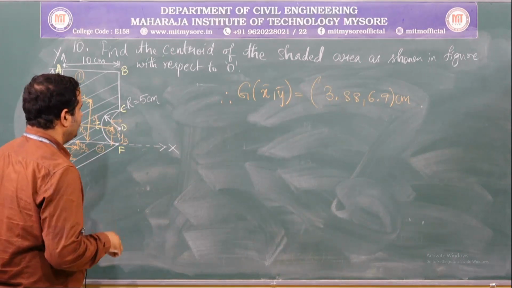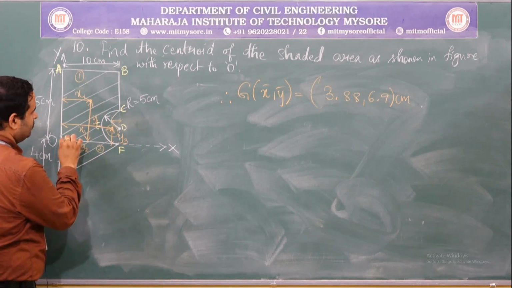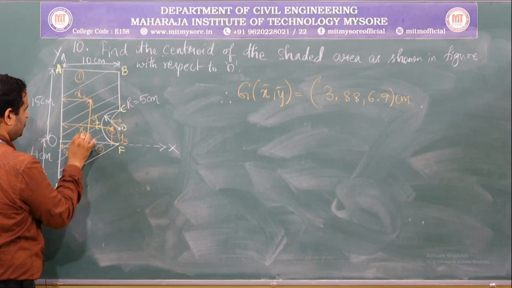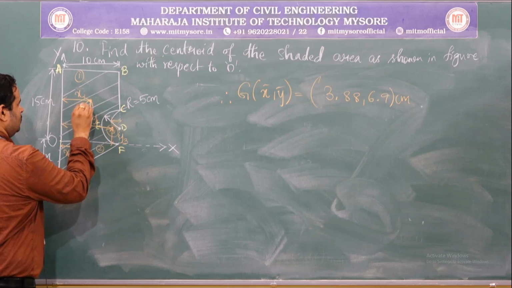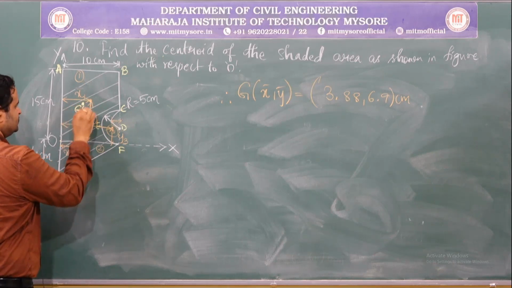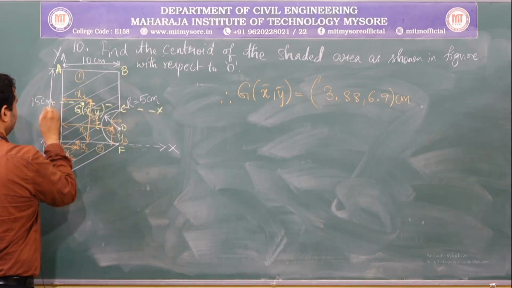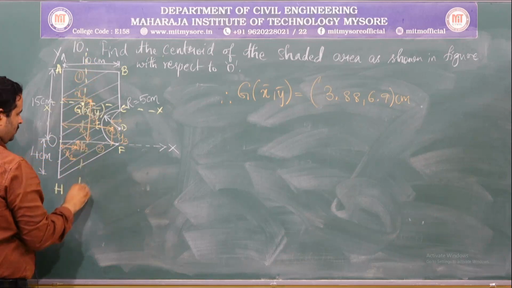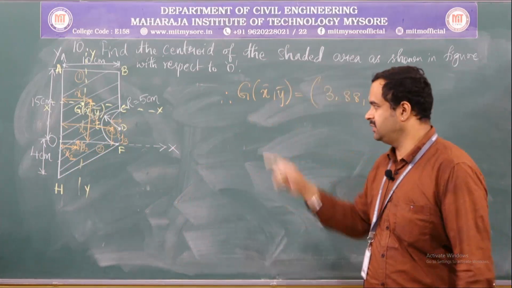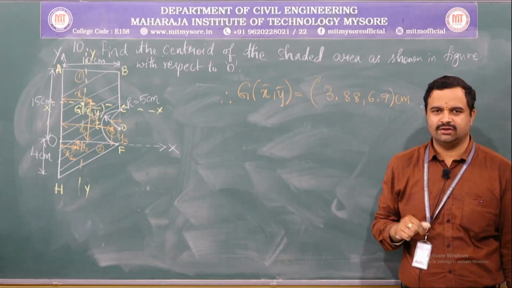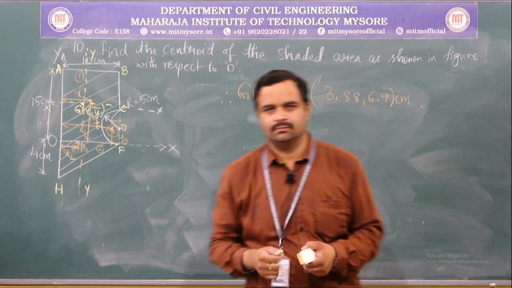Now, you need to locate these values in the figure. So, x is 3.88, y is 6.9. With respect to this axis, 3.88, somewhere here, and 6.9 somewhere here. So, this is our G of x bar comma y bar. X and x, this is y and y. So, this is how you try to locate the centroid of the given lamina or the shaded region. I hope it is clear. Okay.